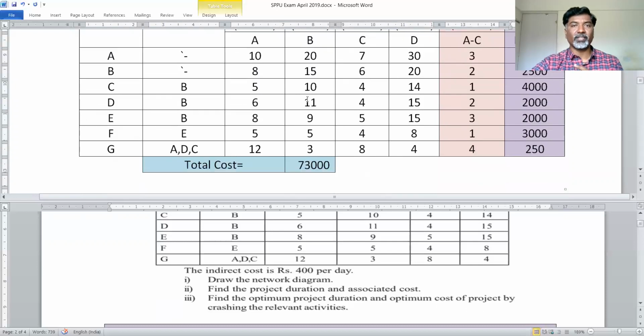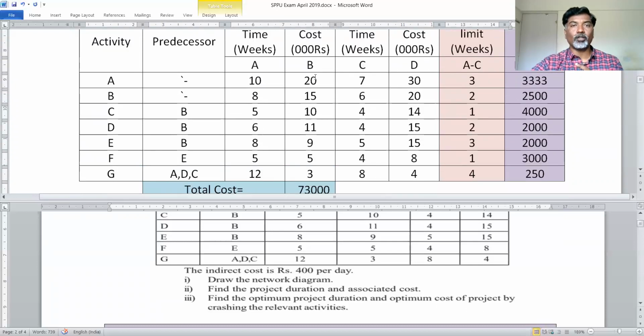For that purpose, we are just adding all normal cost values. If you add all normal cost values, you will get the total normal cost of your project. So the total normal cost of your project is 73,000 rupees. Now we'll see the next part.